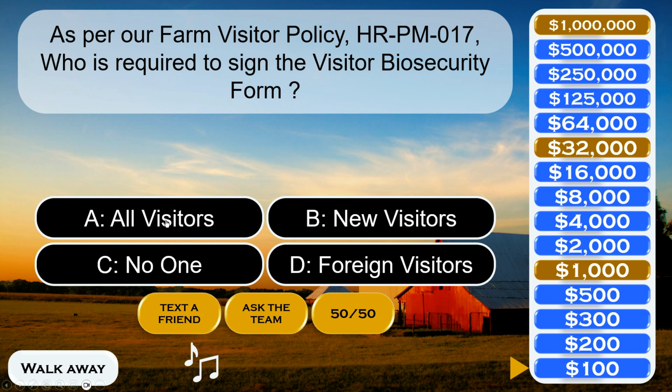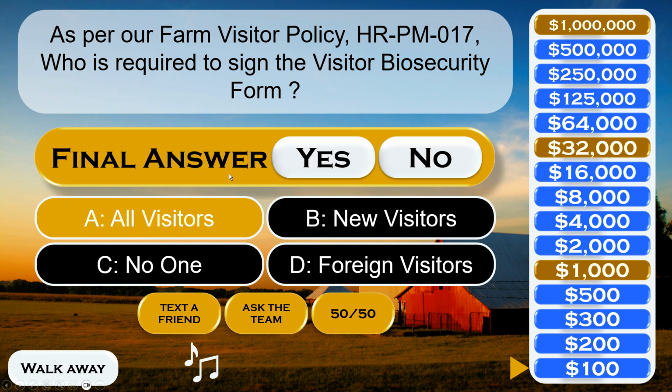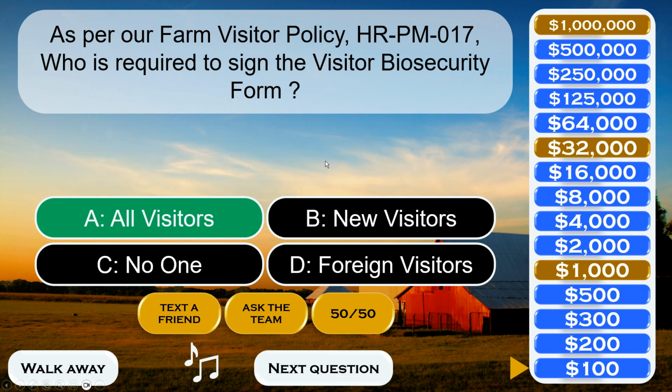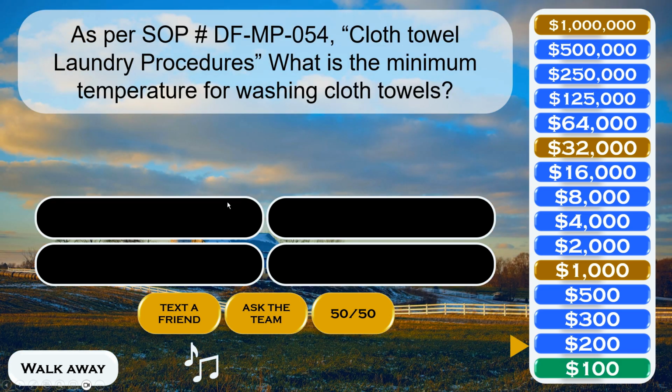Click the answer the player has chosen. If the answer is final, click Yes. A correct answer will turn green, and you can proceed to the next question.